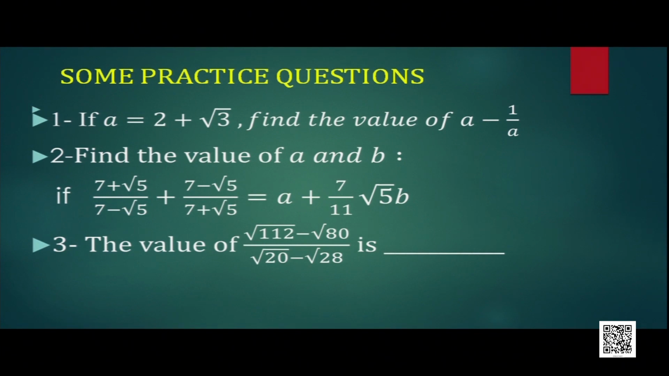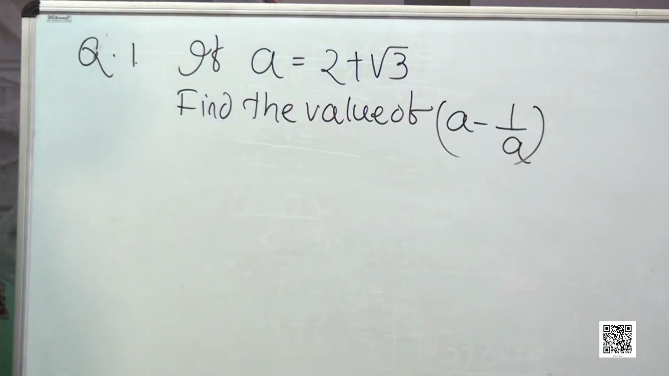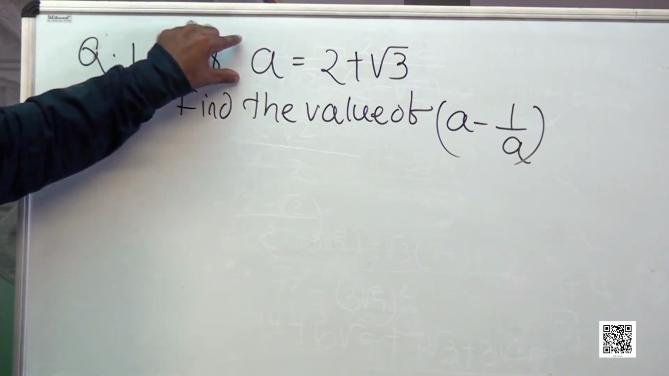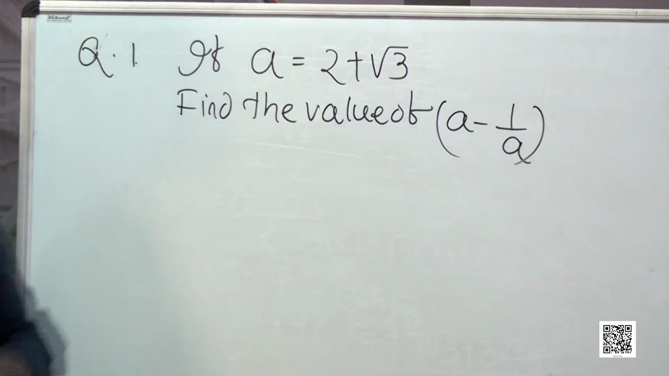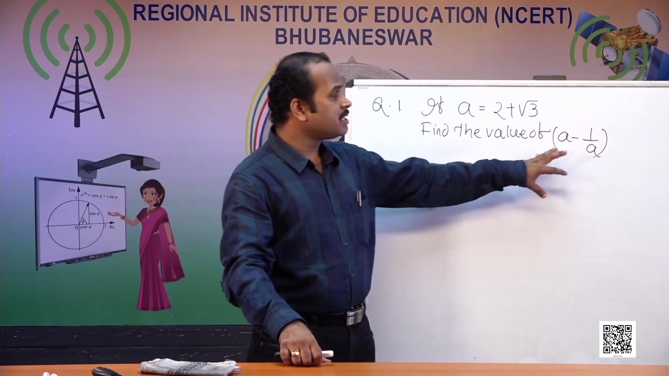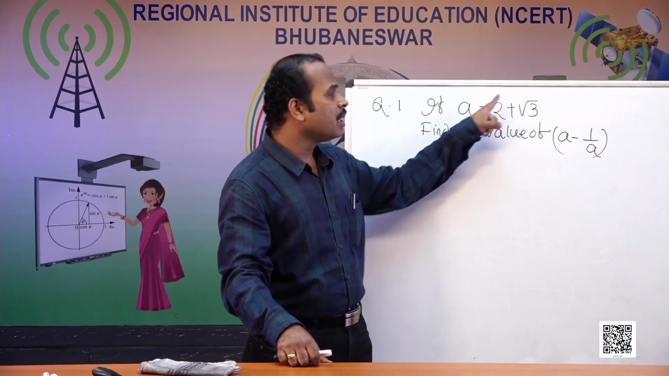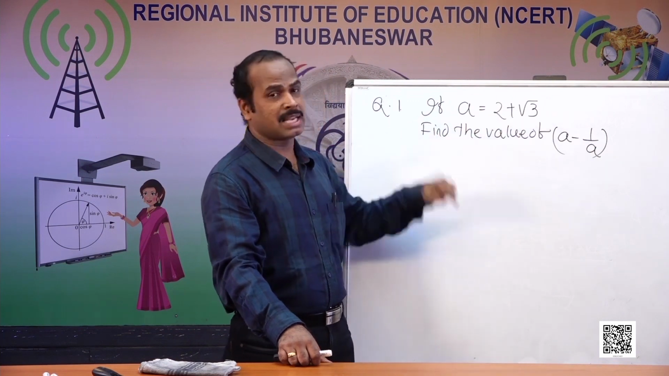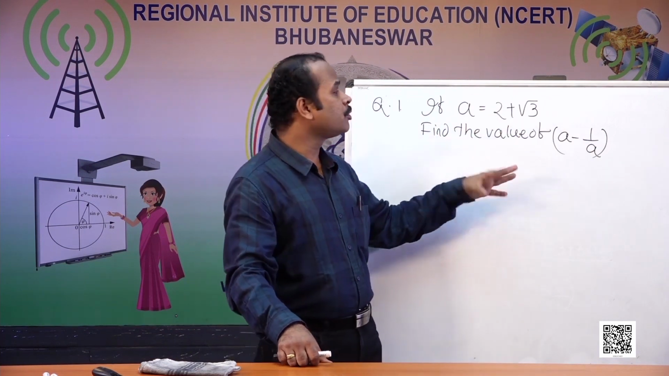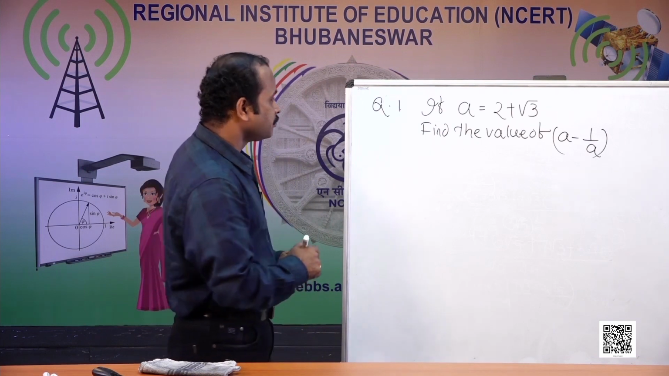a minus 1 by a. So this expression's value I have to find when the value of a is given as 2 plus root 3. I need to find the value of a minus 1 by a. Here we can see when I make 1 by a, that means 1 by 2 plus root 3, the denominator again becomes irrational. So what I have to do for that, let us learn.